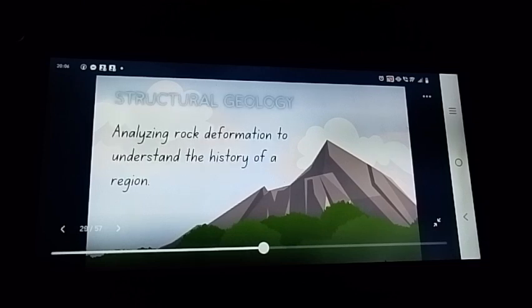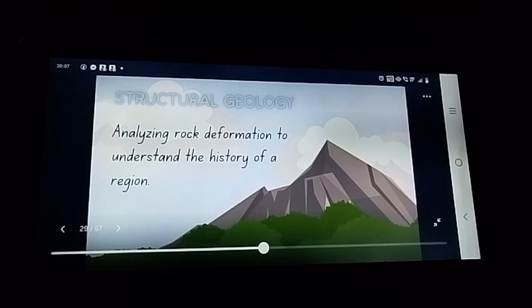Next is structural geology, analyzing rock deformation to understand the history of a region. So, structural geology is like reading a book written in the language of rocks. It delves into the study of rock deformation, analyzing how rocks have been bent, broken, and twisted to decipher the geological history of a region. By examining the patterns of deformation, structural geologists can reconstruct the forces that have acted upon the Earth's crust over millions of years.